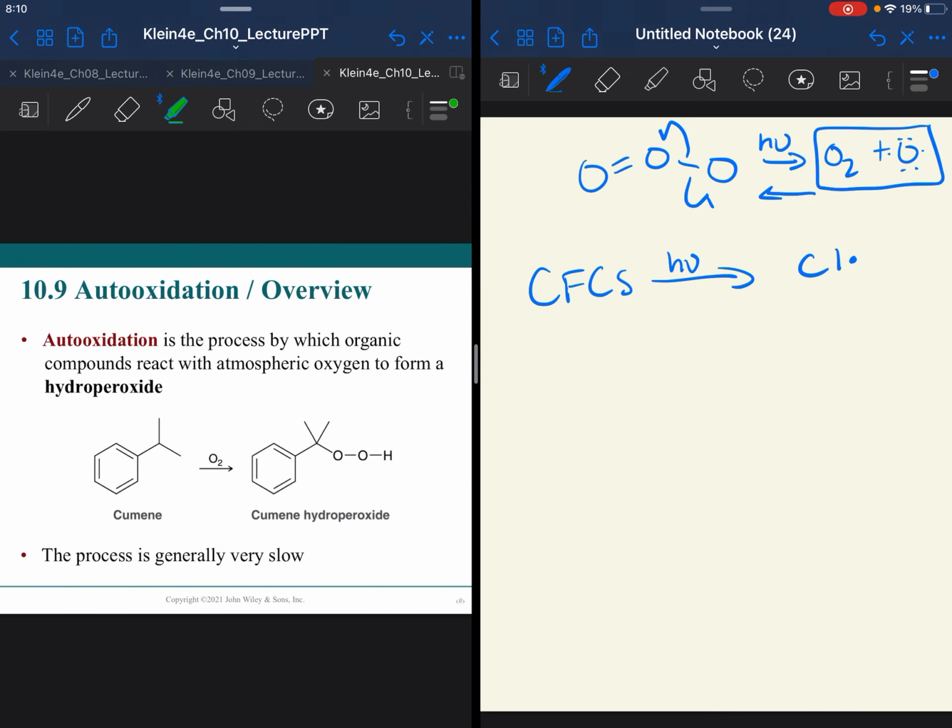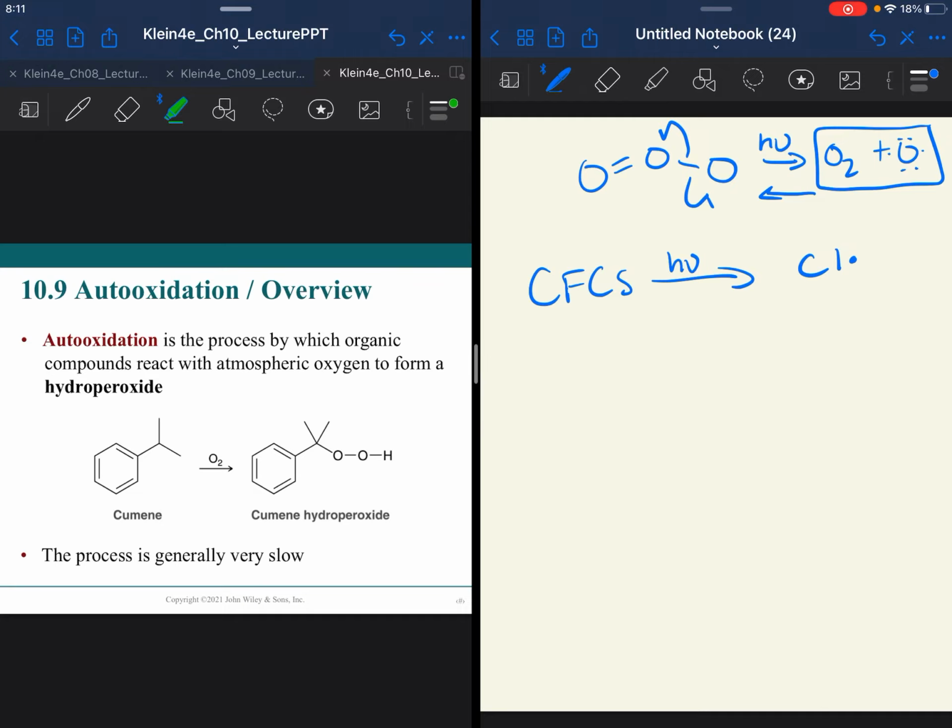Another radical reaction that I just want you to be aware of. You don't need to know this mechanism, so we'll skip over the slide that it shows up in, is autooxidation. So autooxidation is something that can happen when organic compounds react with O2 in the air, if they can form hydroperoxides.